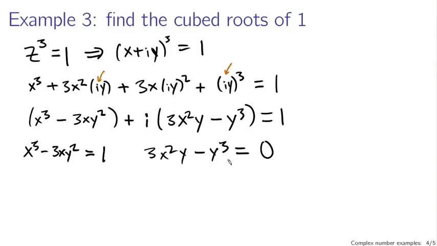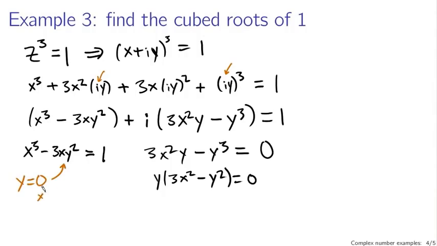This one in particular is pretty easy to work with. We can simplify this. We can factor a y out. This is y times 3x squared minus y squared equals 0. One possible solution then is going to come from this. You have a product like this equal to 0, so either this is equal to 0 or this is equal to 0. And saying y equals 0 is rather straightforward. So let's say y equals 0, and let's substitute that into this expression.